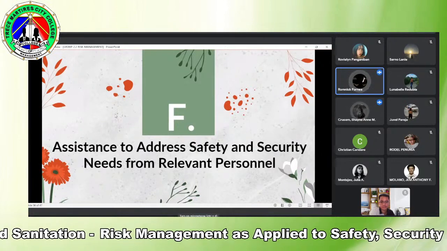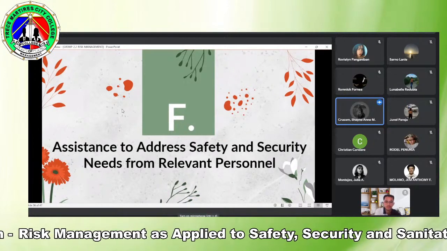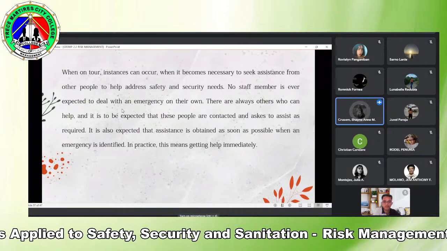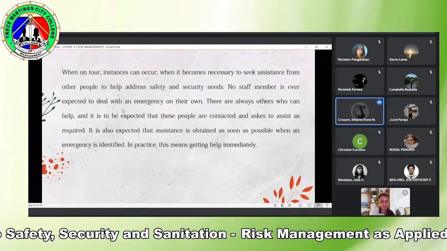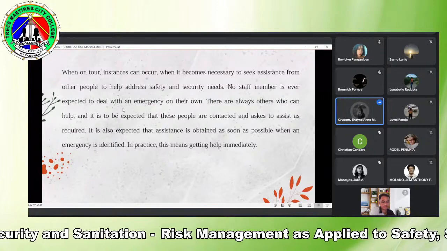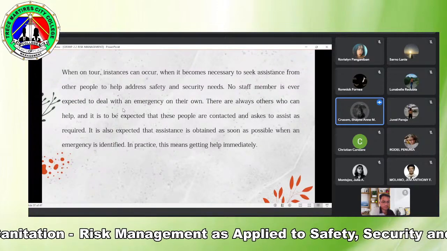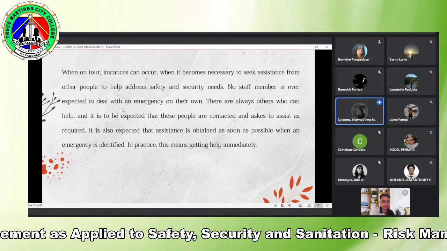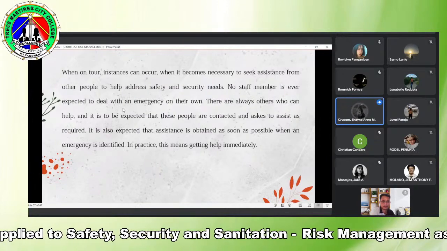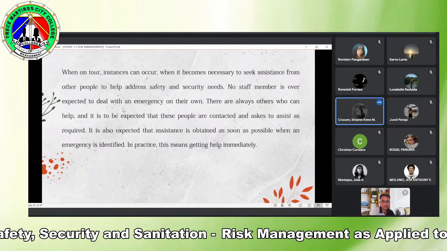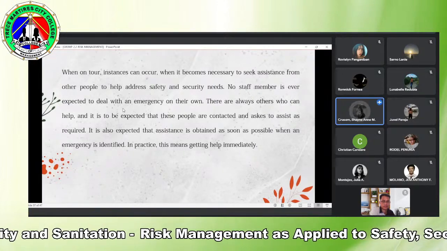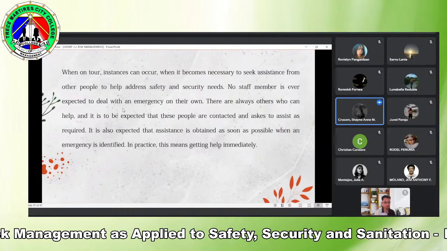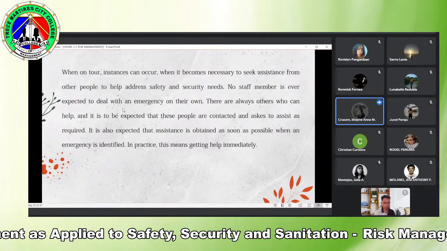Assistance to address safety and security needs from relevant personnel. When on tour, instances can occur when it becomes necessary to seek assistance from other people to help address safety and security needs. No staff member is ever expected to deal with an emergency on their own. There are always others who can help, and it is to be expected that these people are contacted and asked to assist as required. It is also expected that assistance is obtained as soon as possible when an emergency is identified. In practice, this means getting help immediately.